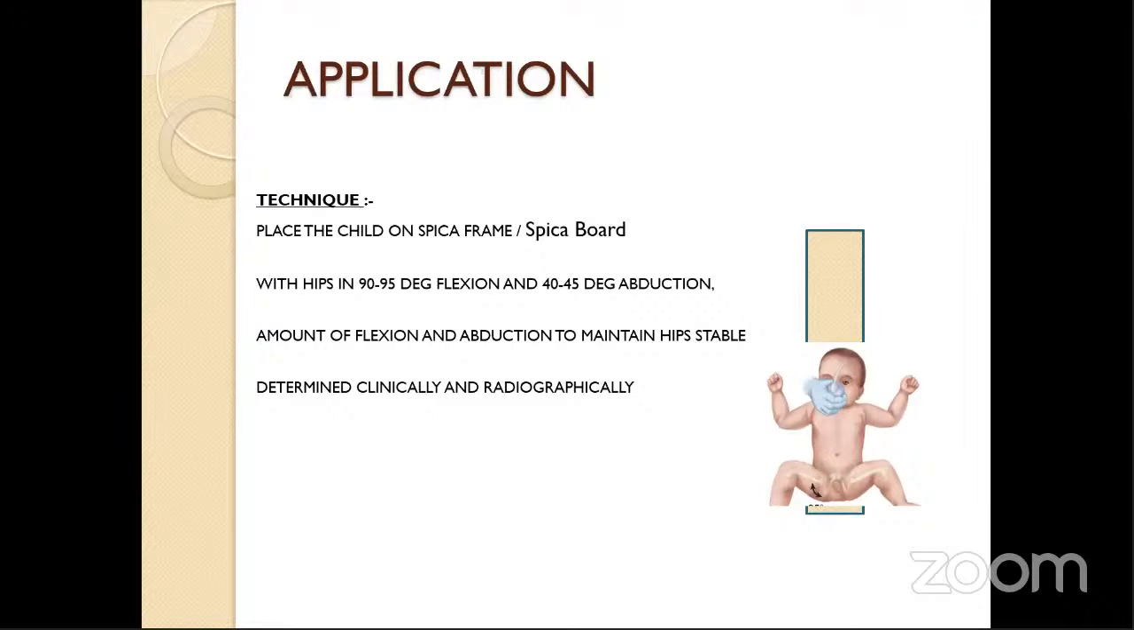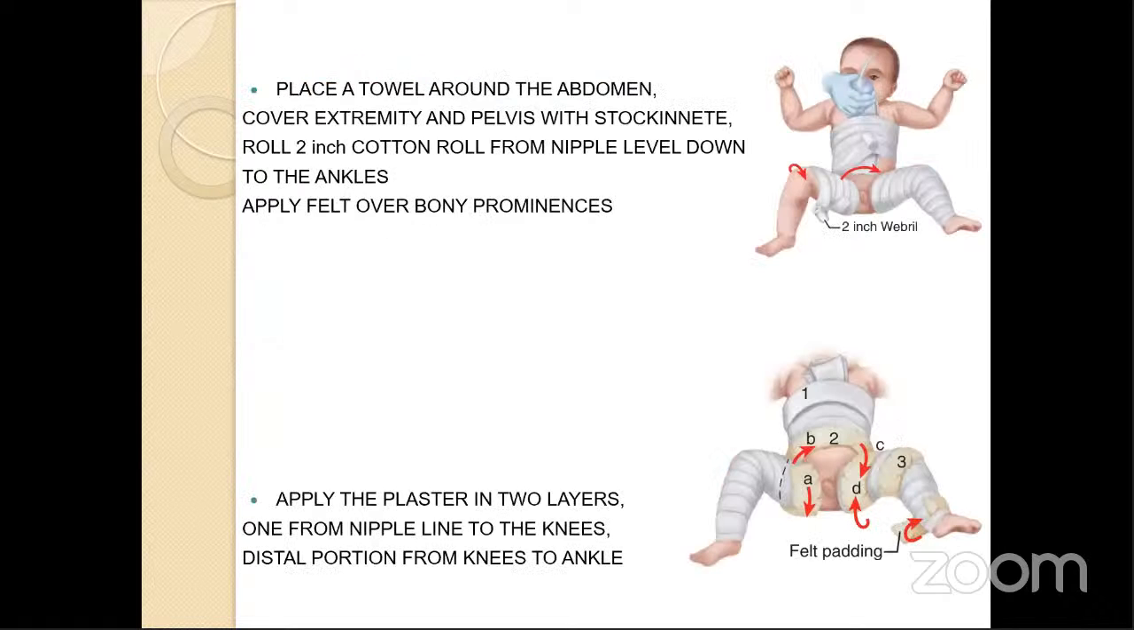The safe zone should be assessed. The arthrogram having been done, confirmed your safe zone. If required, an adductor tenotomy has been done, and now you're doing the spica. So you could put a towel around the abdomen, cover the extremity with a stockinette, and a small 2-inch or 3-inch roll is started from the nipple downwards. So please remember, as compared to other casts, this is a high cast. It goes right up to the xiphisternum or the nipple area for adequate hold.